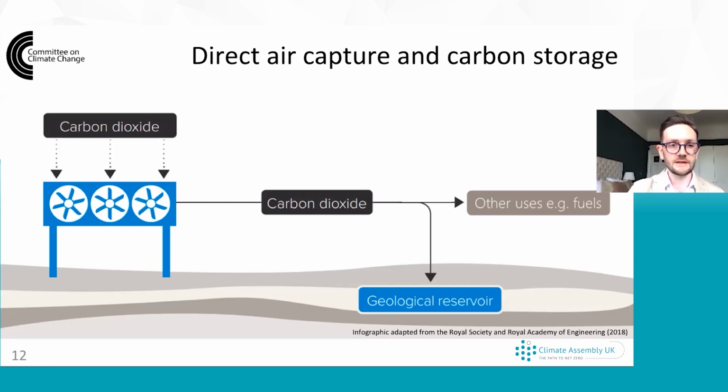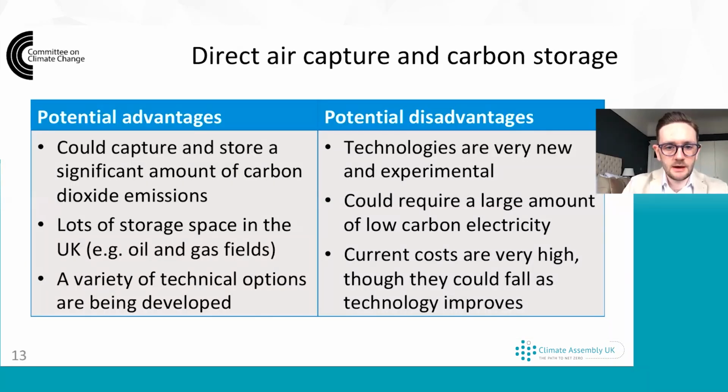Going through that process creates a supply of carbon dioxide, which we then need to transport to safe storage underground, just as we did with the previous method. So moving on then to slide 13. And these are some of the potential advantages and disadvantages of doing greenhouse gas removals in this way. We can capture and store a significant amount of carbon dioxide emissions doing this. There's lots of storage space in the UK, in particular in the old oil and gas fields. And there are a variety of technical options that are being developed to try and do this in the future.